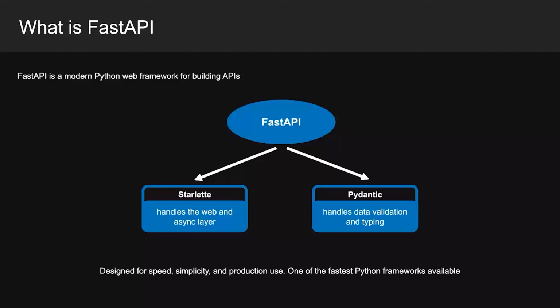FastAPI is a modern Python web framework, purpose-built for creating APIs. It sits on top of two very solid libraries. Starlette handles everything related to the web: routing, middleware, and async support. Pydantic handles data validation and type enforcement. Together, they give FastAPI a foundation that is both fast and reliable. And when we say fast, we mean it literally. FastAPI benchmarks amongst the fastest Python frameworks available, comparable to Node.js and Go in many scenarios.